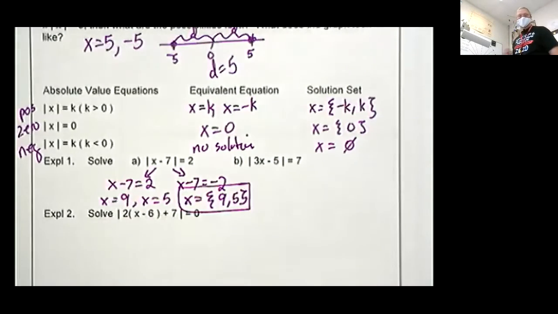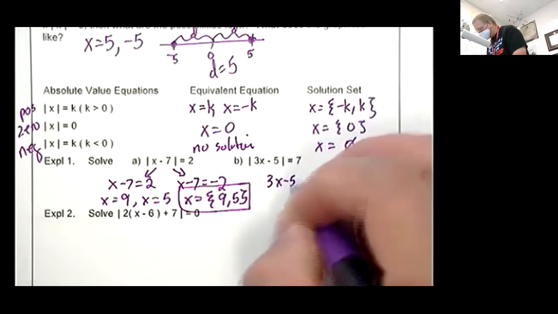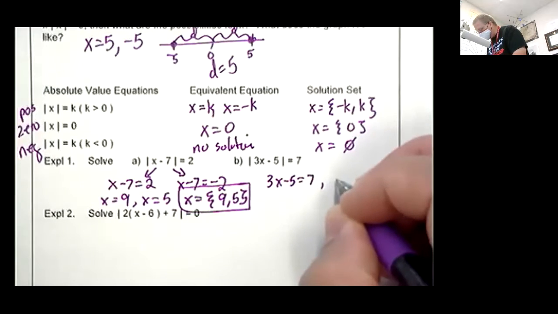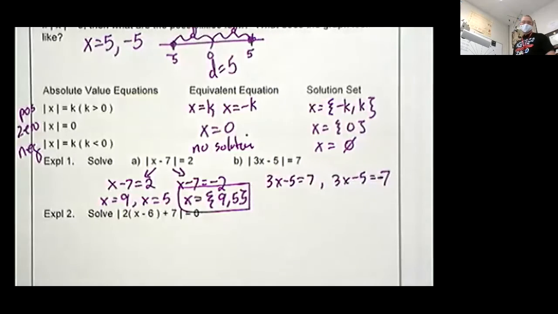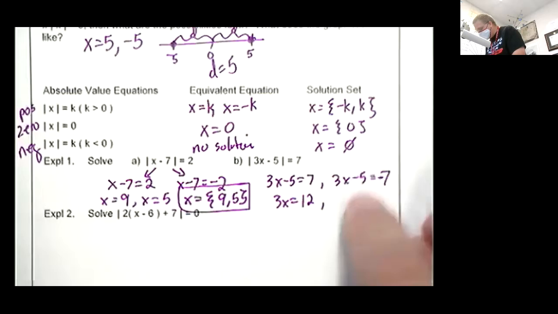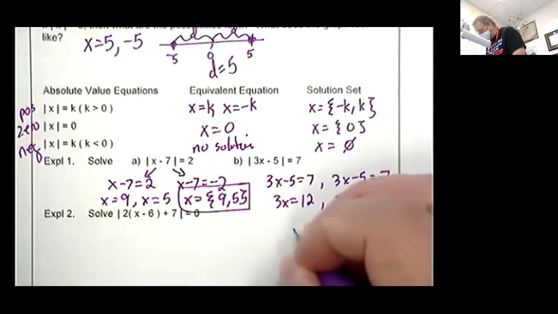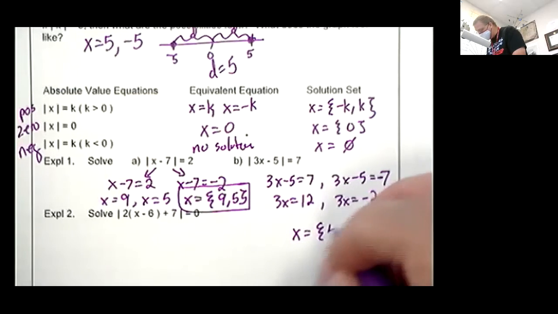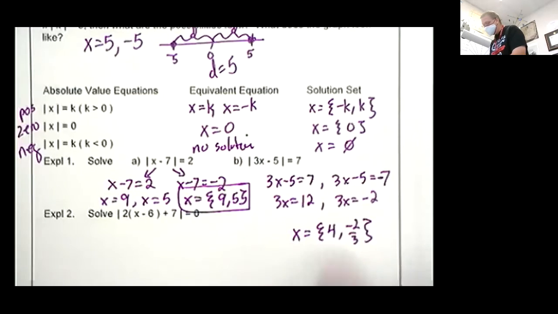Same thing with letter B. In general, the first equation will be the same. We're just going to drop the absolute value bars. The second equation, we're going to flip the sign. So 7 becomes a -7. We're going to solve just like always. 7 plus 5 is 12. -7 plus 5 is -2. Therefore, x is the solution set. 12 divided by 3 is 4. -2 divided by 3 is -2/3. Remember, order doesn't matter. This is a solution set, not an interval, so order doesn't matter.